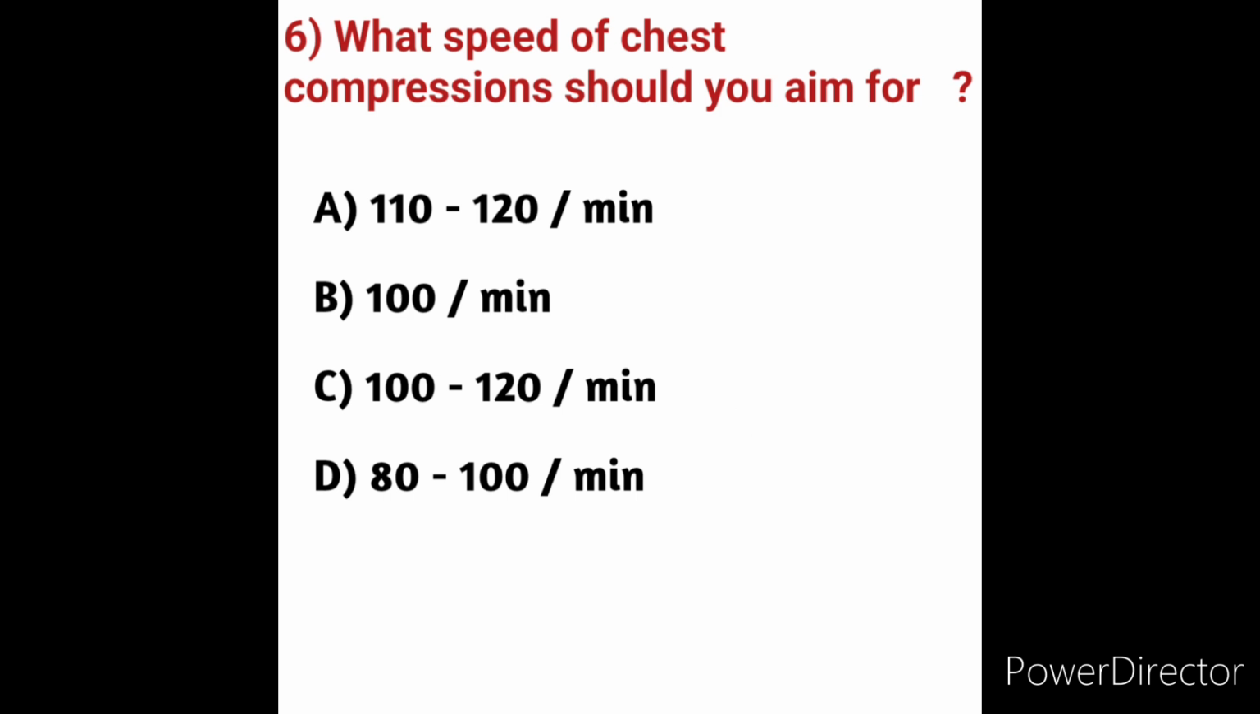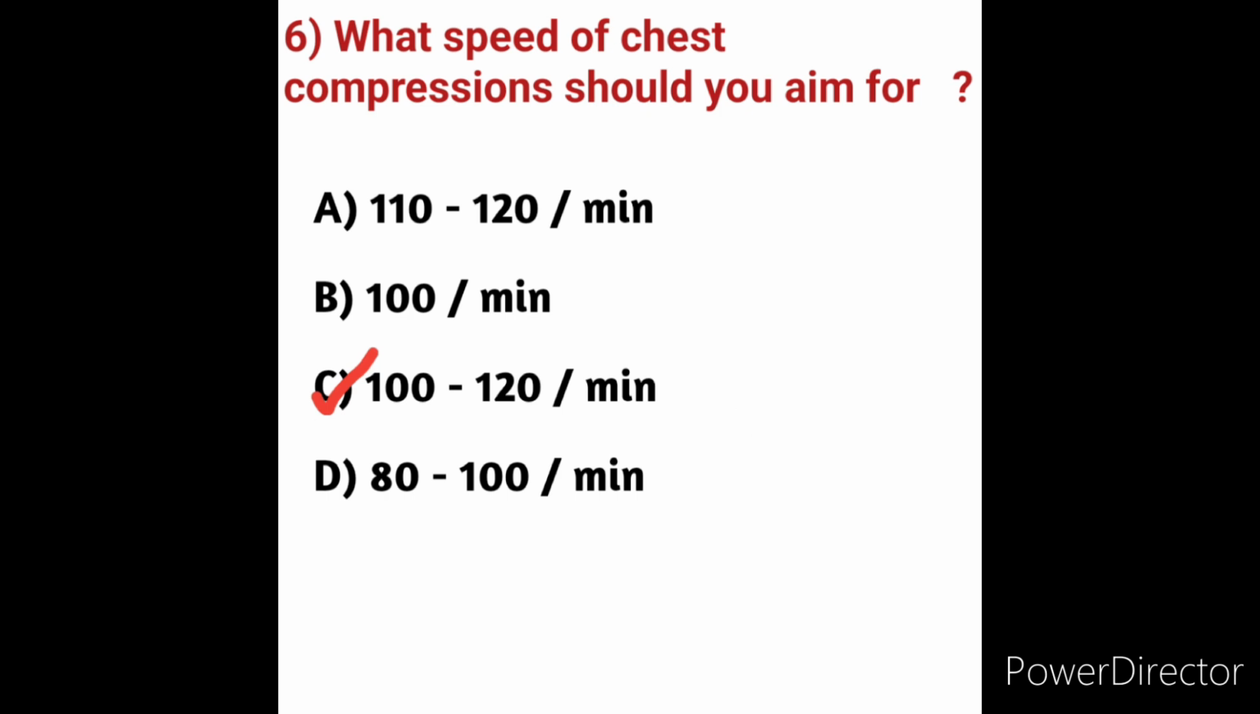This is the current recommended speed of chest compressions. Place the heel of your hand on the center of the person's chest, then place the palm of your other hand on top and press down by 5 to 6 centimeters or 2 to 2.5 inches at a steady rate of 100 to 120 compressions per minute. So here, the speed of chest compression you should aim for is 100 to 120 per minute. Option C is the correct answer here.